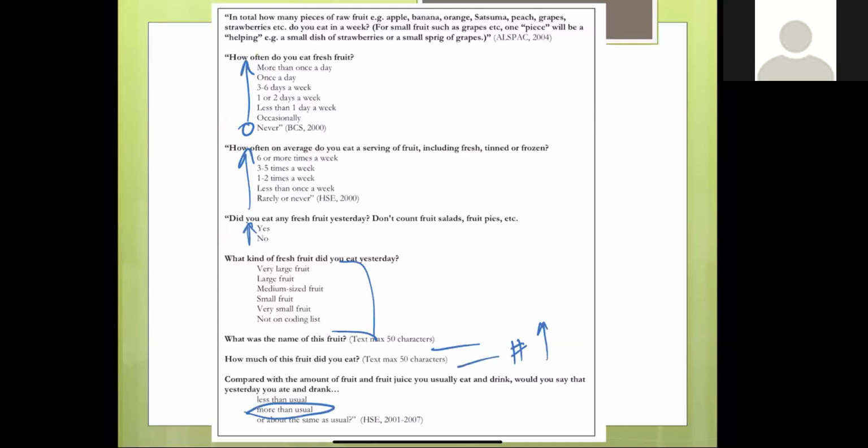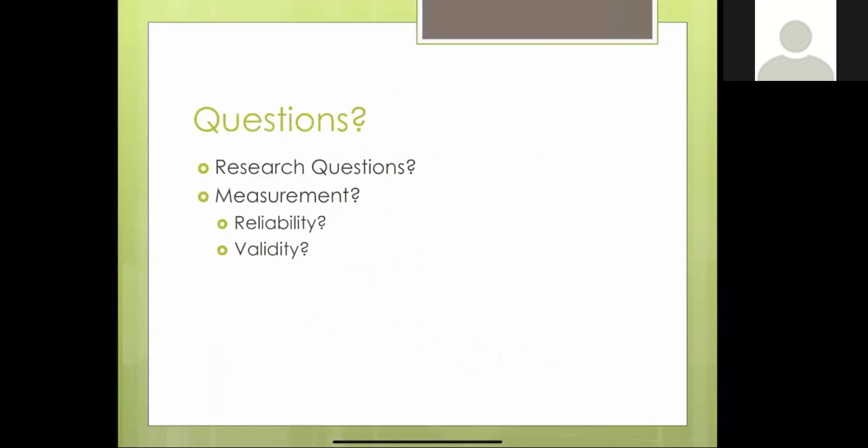So if we're looking at dietary questions, we may need to ask other questions about vegetables and other questions about sugary, fatty foods, but we can use this system to overall get an idea of the complexity of somebody's diet with regard to fruit consumption. Are there any questions about measurement at all? Reliability, validity, precision, anything we talked about, how that works?